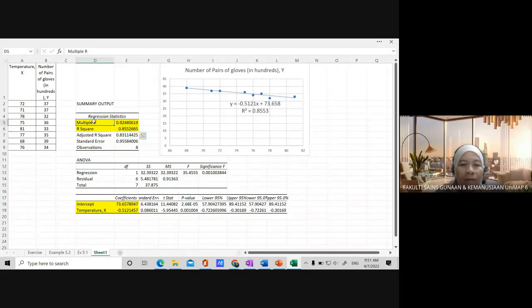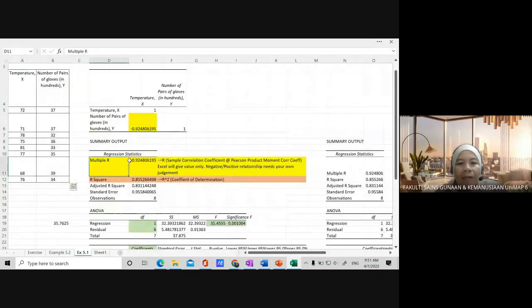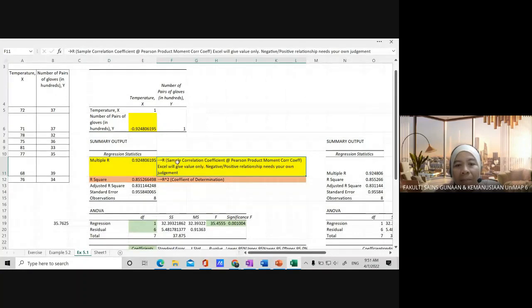Multiple R is actually talking about R, the sample correlation coefficient, or Pearson product moment correlation coefficient. Remember, Excel only gives the absolute value. Negative or positive needs to be identified on your own. So multiple R only tells about the strength of the relationship between X and Y.